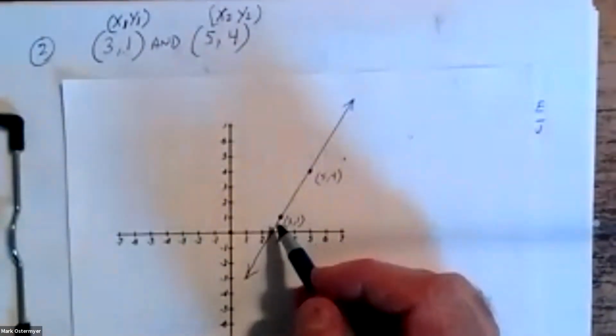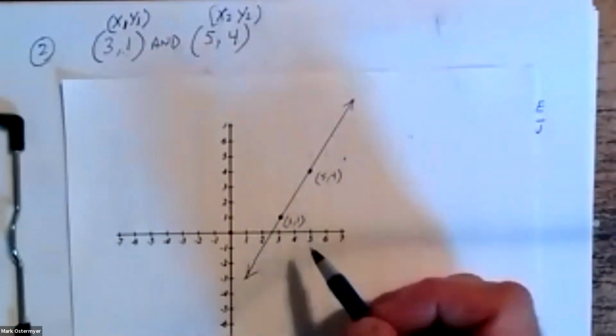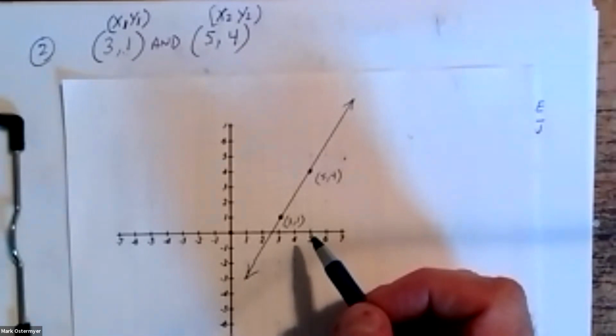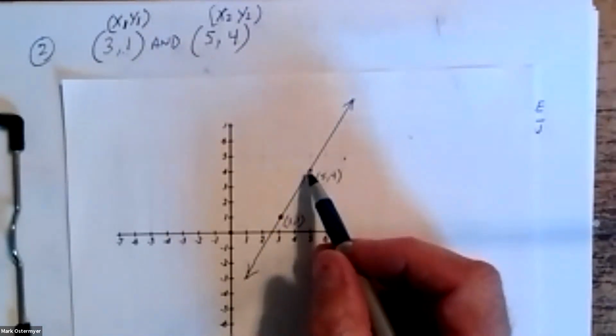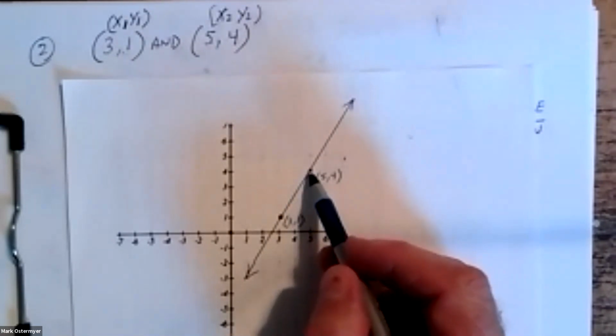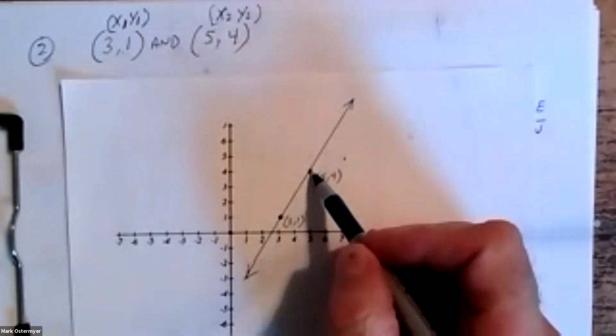Now what they want you to do is illustrate the slope by indicating the amount of rise and run. It does not matter which point you start with. We could start at this point and walk up to this point, or we can start at this point and walk down to this point. It doesn't matter which way you go along the line. I'm going to start at this point and walk up to this point.